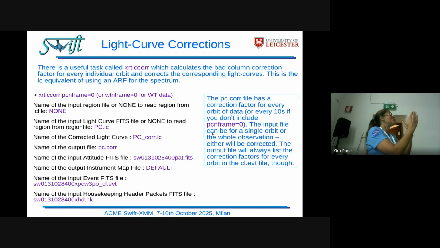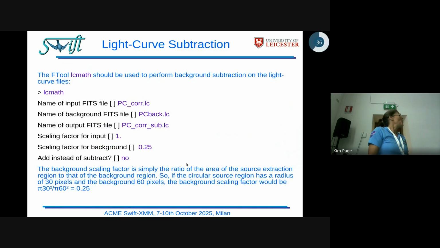Occasionally, Swift might have drifted during the orbit and the correction factor would change if you drifted over a bad column or away. Most of the time it won't, so usually you don't need to bother. So you could just include pcnframe or w2nframe equals 0, and then the output file will have one correction per snapshot, which can be useful for various reasons. So it will prompt you for everything, and then you will end up with a nicely corrected light curve. You probably want to do background subtraction of it though.